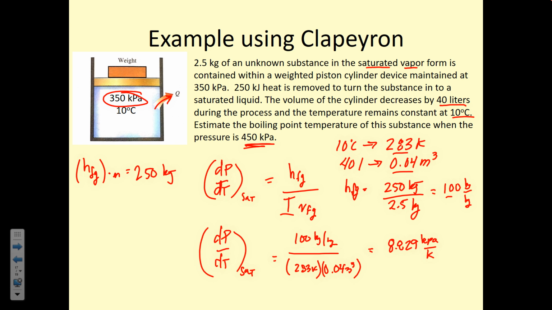kilopascals per Kelvin. Wouldn't the 0.04 meters cubed have to be converted to meters cubed per kilogram as well? You would need the specific volume. Hold on. Kilojoules per kilogram is a kilopascal times a meter cubed. Kilojoules per kilopascal times a meter cubed. Do that.